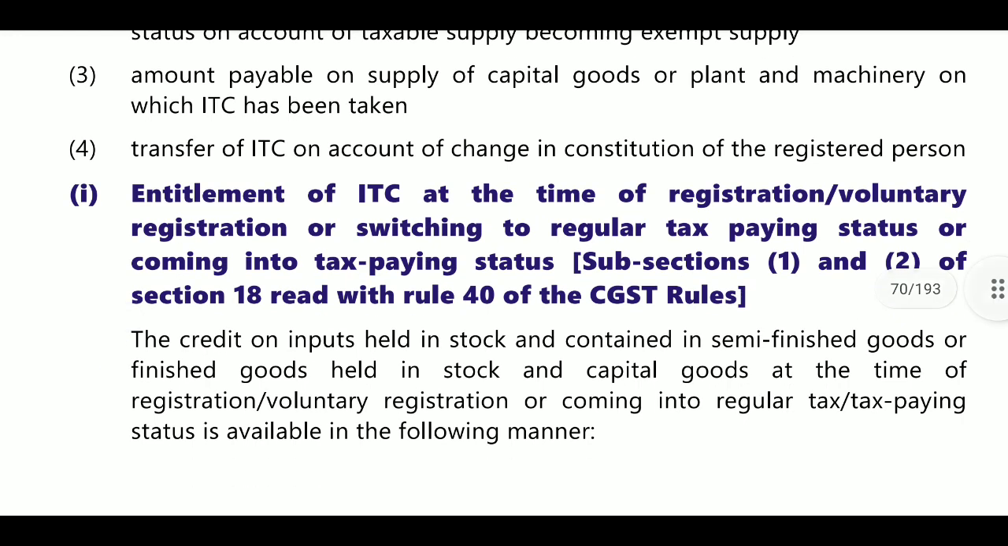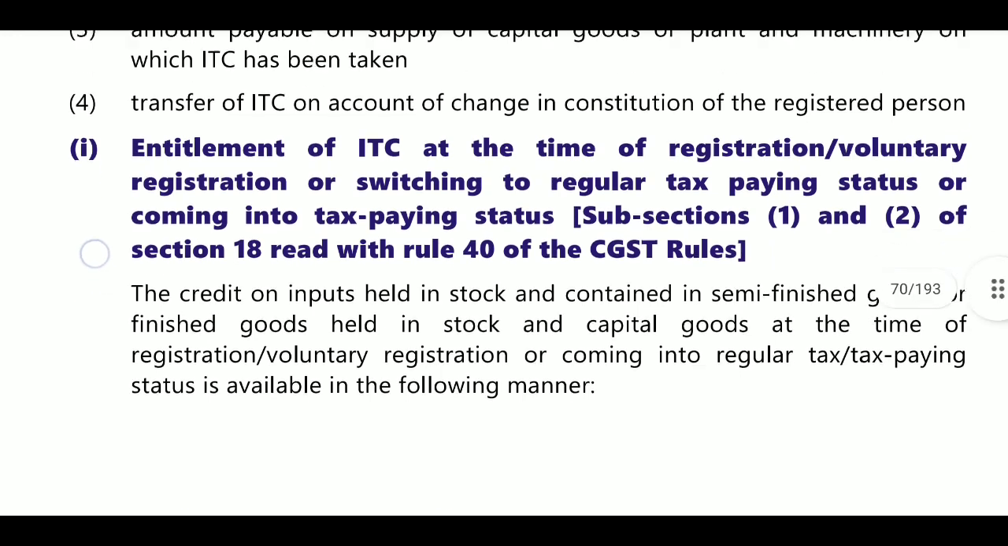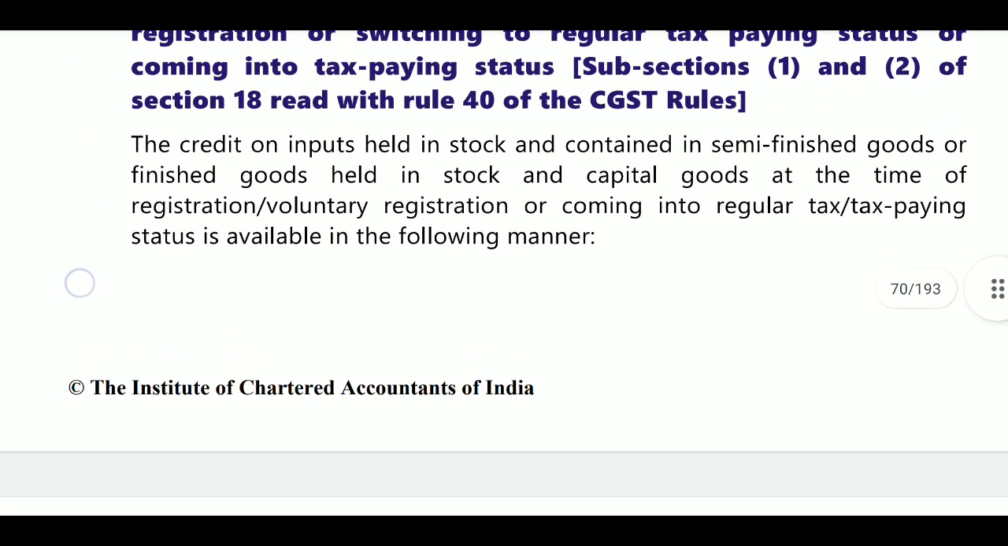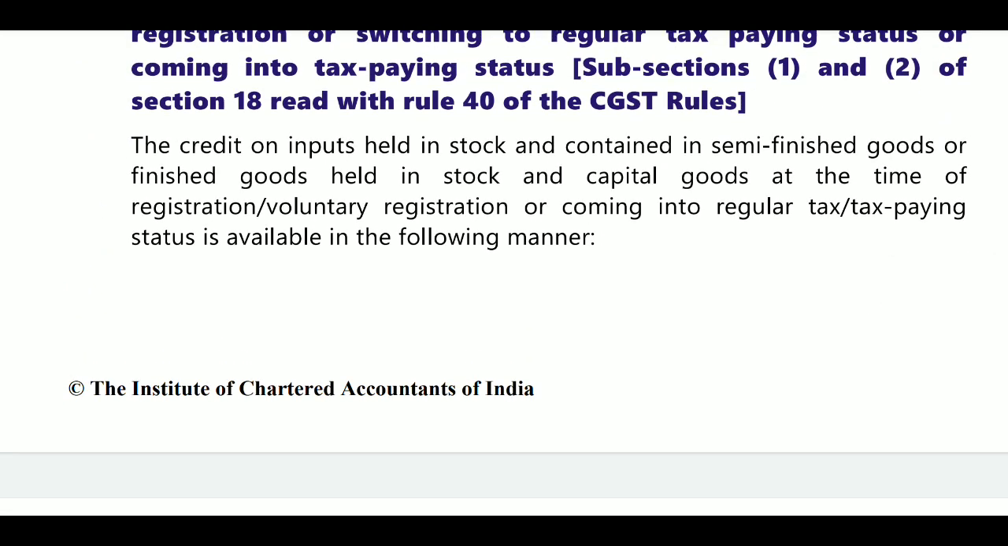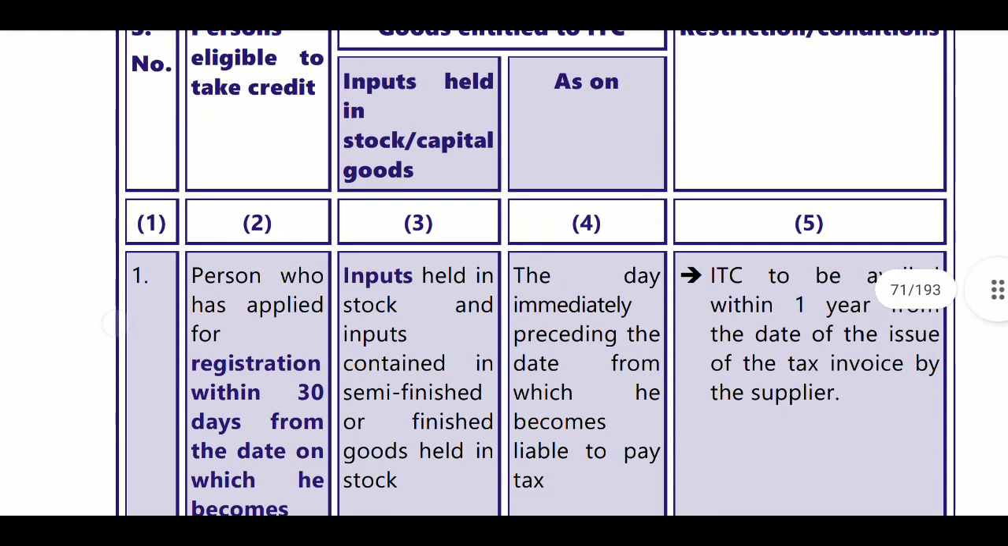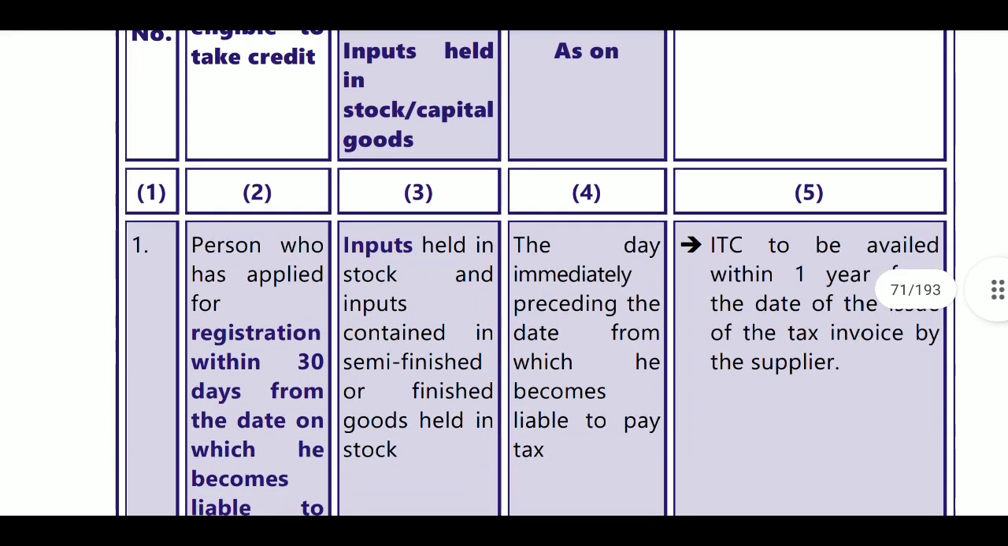So there is entitlement of ITC at the time of registration or voluntary registration, or switching to regular tax paying status, or coming into tax paying status, that is, exempt becoming taxable. Here there are some credits related to input stock, semi-finished products, finished products or capital goods at the time of registration or voluntary registration, and coming into regular tax paying, or switching from composition to regular. So in the four cases, how can they avail the credit, and what are the conditions?